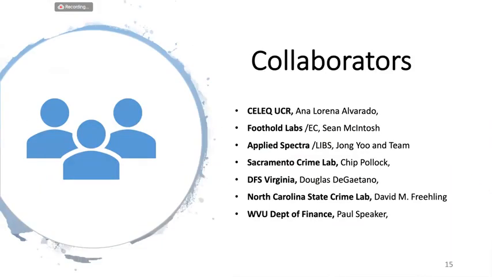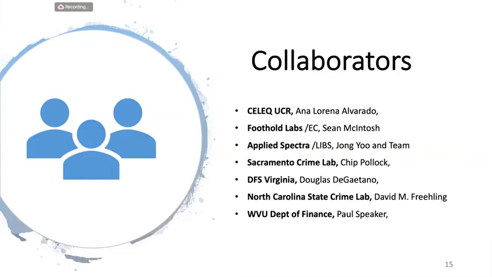I would like to also thank other collaborators, Professor Ana Lorena Alvarado from the University of Costa Rica, and our industry collaborators. I would like to especially thank Foothold Labs for the support in the electrochemistry, Sean McIntosh, and also Applied Spectra, who have been very key in our support with the LIBS instrumentation. So I would like to thank Young Yu and his wonderful team.